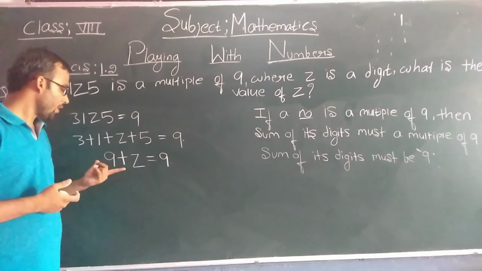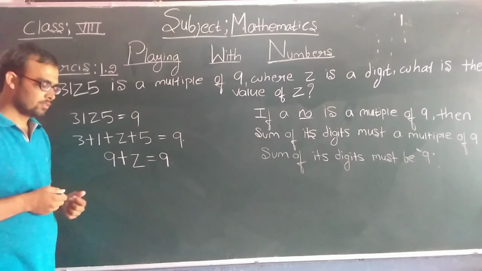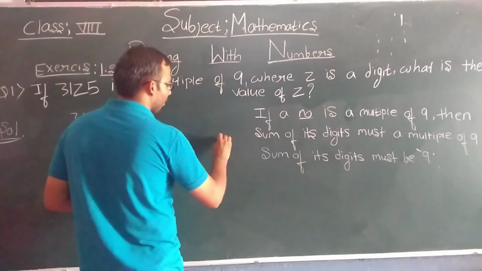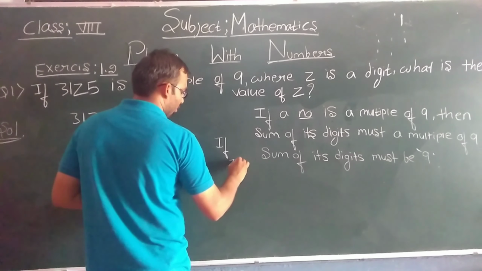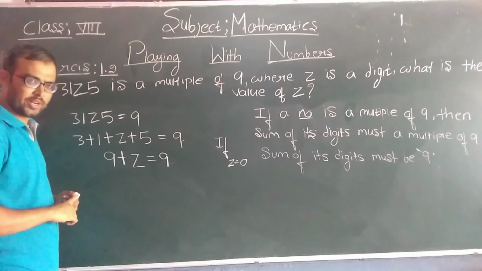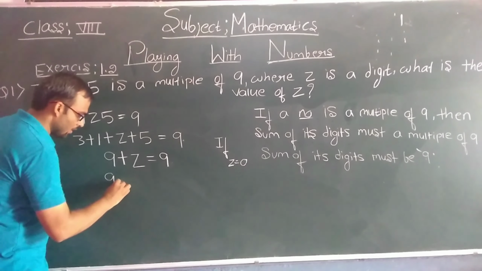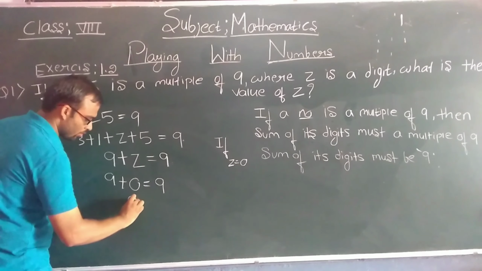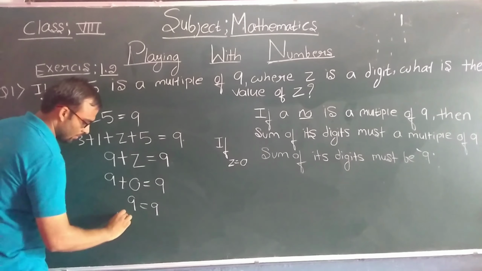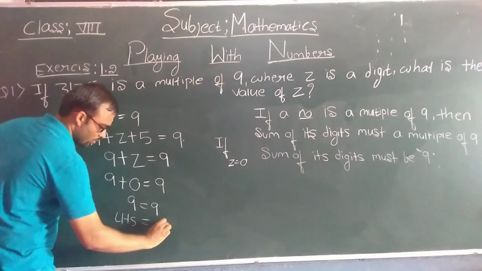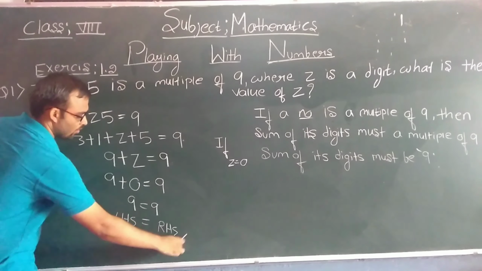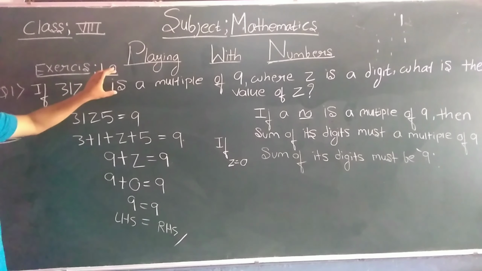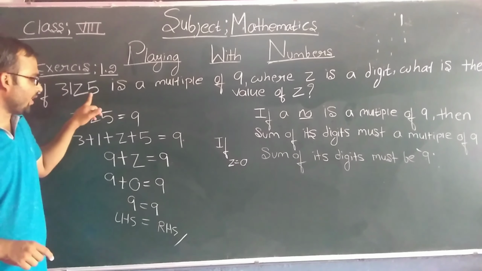So how can we make this term equal to 9? If we take z equals 0, that is 9 plus 0 equals 9, that is 9 equals 9. LHS is equal to RHS. So here this number is a multiple of 9 when the value of z is 0.